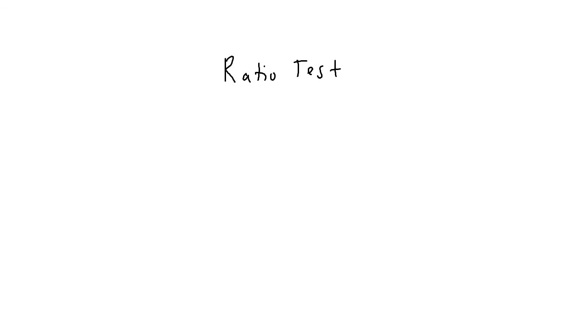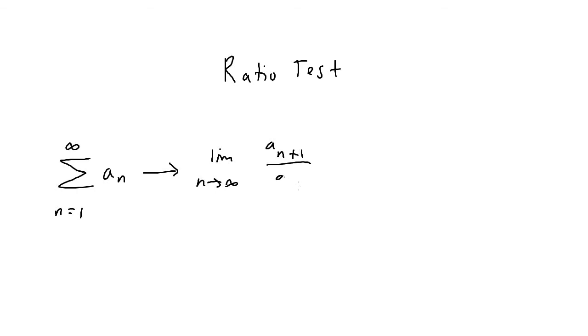So let's take a look at the ratio test. Now the formula for the ratio test, let's say I have the series from n equals 1 to infinity of a sub n. If I take the limit as n approaches infinity of a sub n plus 1 over a sub n, and let's say that equals some value L.